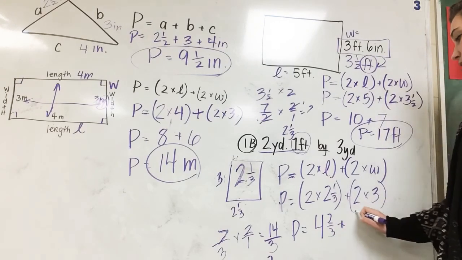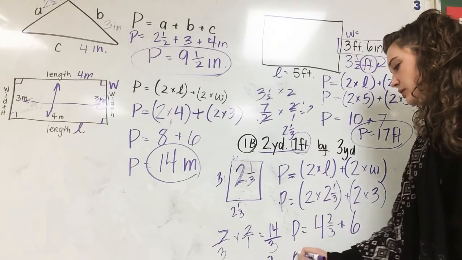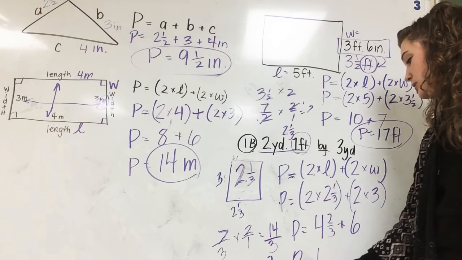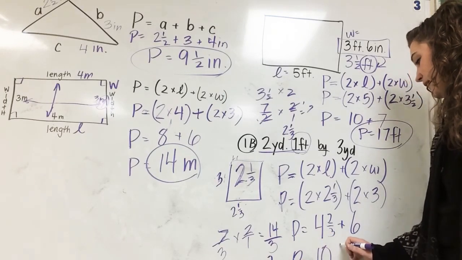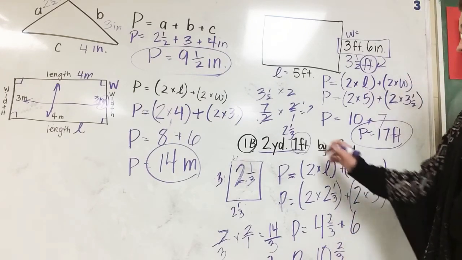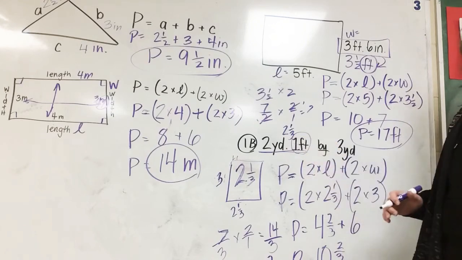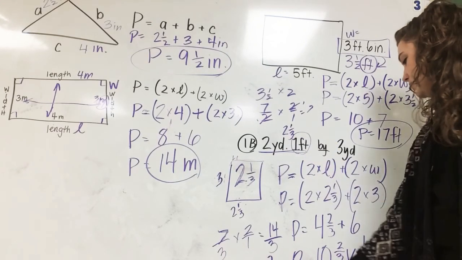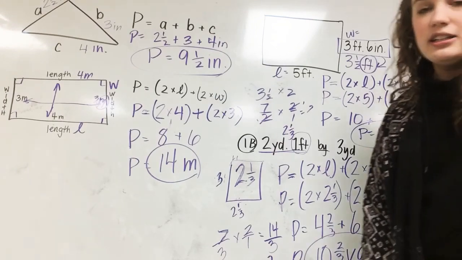plus 2 times 3 is 6. Okay, carry your P. 4 2/3 plus 6 equals, just add the whole numbers, 10, and keep your fraction, 2/3. Okay, 10 2/3 what? Did we convert to feet or to yards? We converted to yards. That's why it's important to label. Okay, there you go. That's your answer.